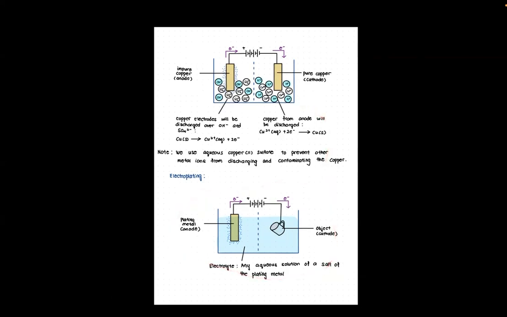But in this case, electroplating can use a different kind of metal, a different plating metal. So it doesn't have to be copper. But this one that I'm talking about is mainly the purification of copper. That's why we need to use impure copper as the anode and pure copper as the cathode. But electroplating can use any metal you want, any metal that's reactive.